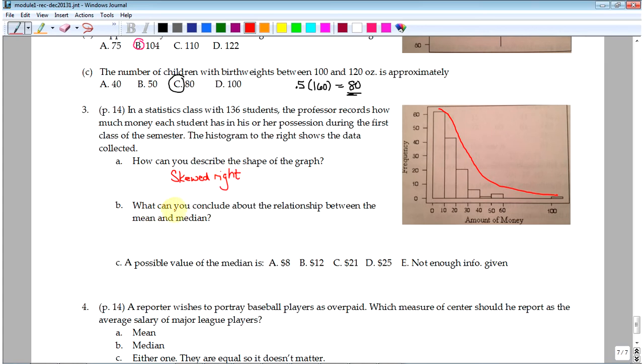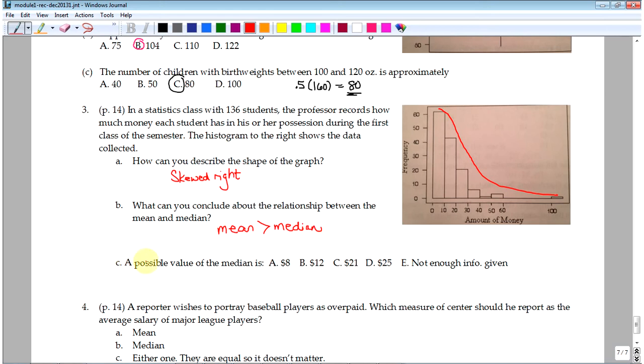Part B. What can you conclude about the relationship between the mean and the median? Well, since we have a few very large values, that's going to make the mean larger than the median. Remember, the median is in the middle of the data. So since most of the data occur towards the left of the graph, the median is going to be over here, whereas the mean is going to be somewhere larger. So for something that's skewed right, the mean is going to be larger than the median.